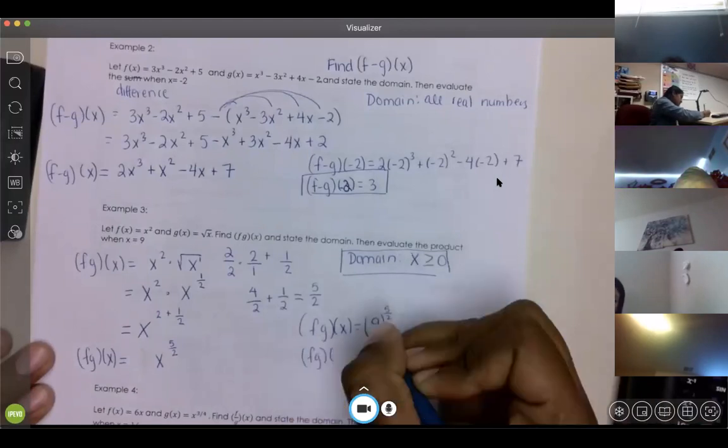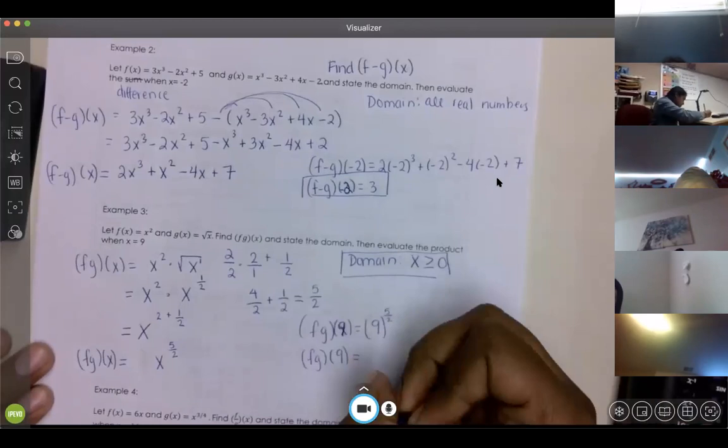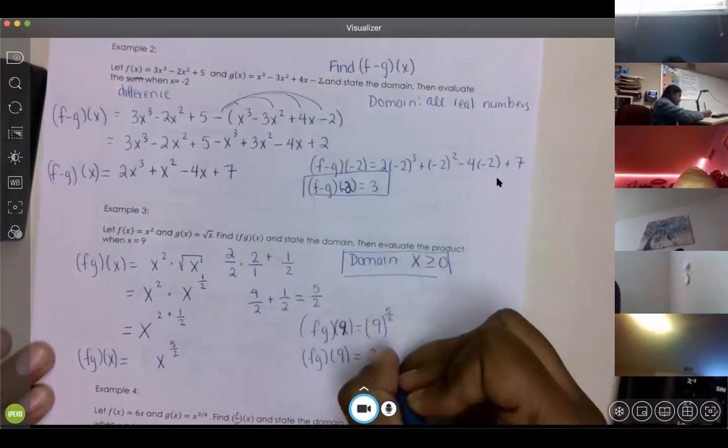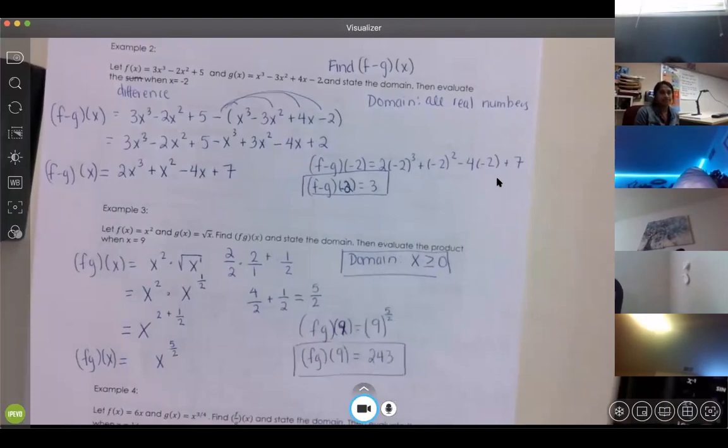Oh, this is supposed to be a 9. You guys, my brain today is just not working. Any questions about example 3?